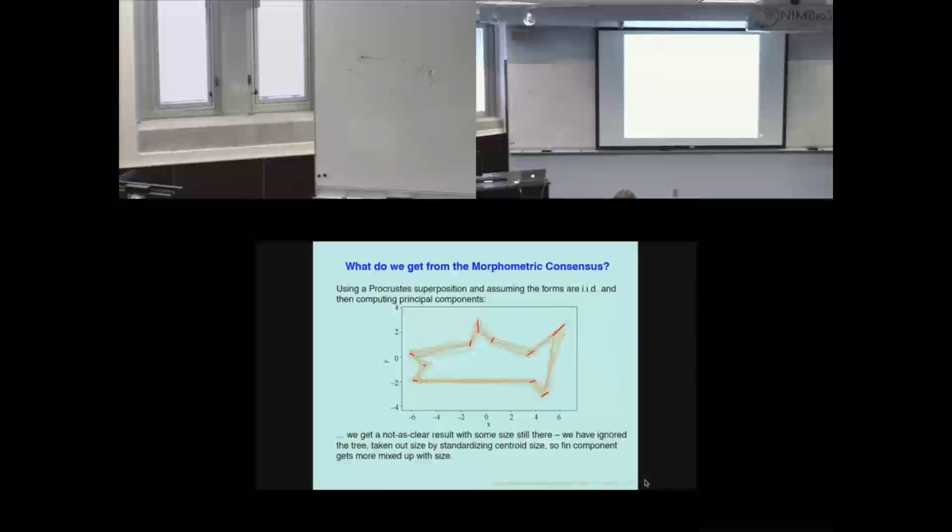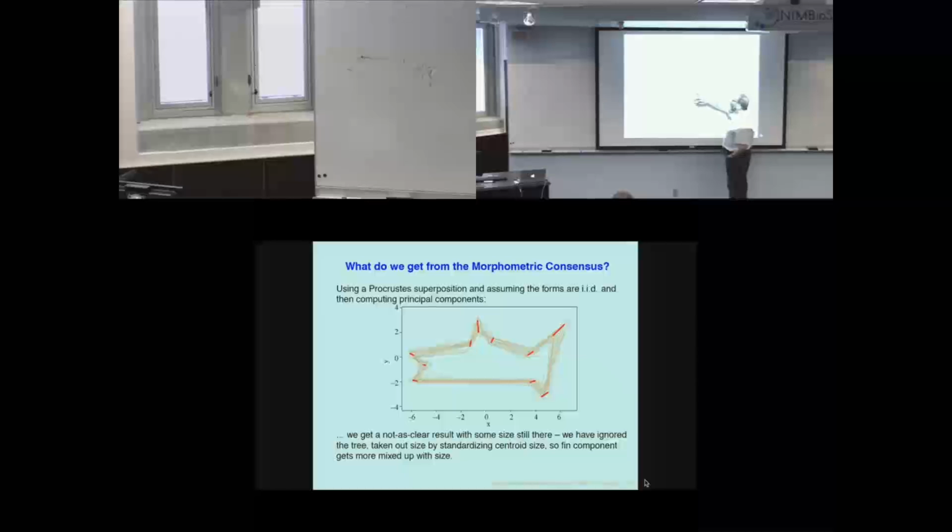Actually, this is the morphometric consensus one, which is confusing. It gets some of the fin stuff right. I'm sorry, that first one wasn't. I don't actually know what the first one was. And you'll see sometimes I have the fin arrows pointing out and sometimes pointing in.